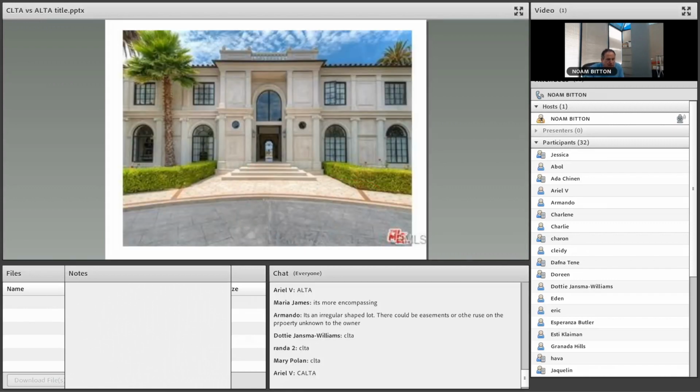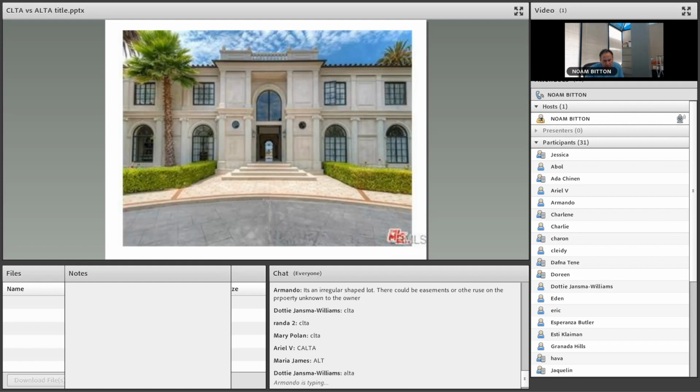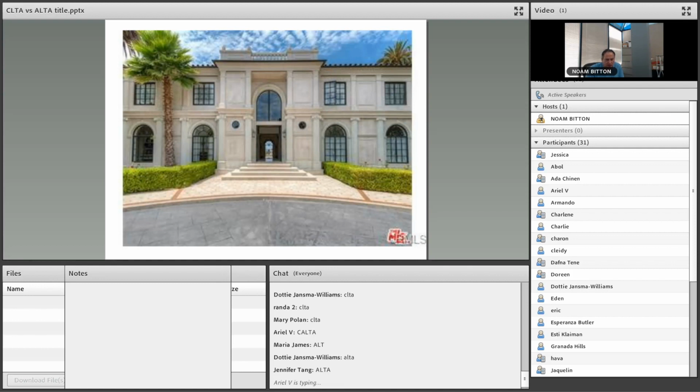Now let's view another one. What's that, guys? What do you think? This is a mansion in Beverly Hills. What do you think is the preferred one? ALTA. Marie say ALTA. Dottie. Okay, Marie and Dottie are on fire today. Very good, Jen. ALTA. Why is it ALTA? It's a single family resident. Why we need ALTA? Not why CLTA. Okay, Ariel, very good. Why we need ALTA and not CLTA here? It's a single family resident.